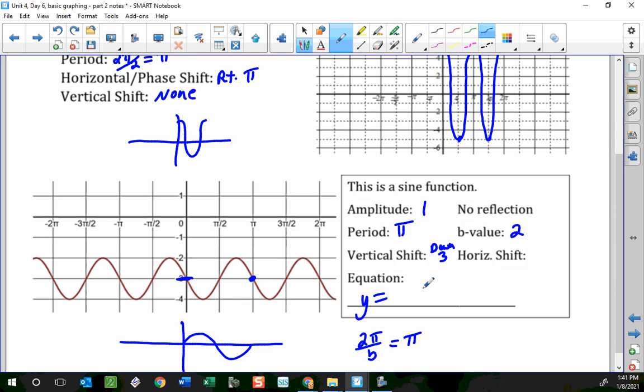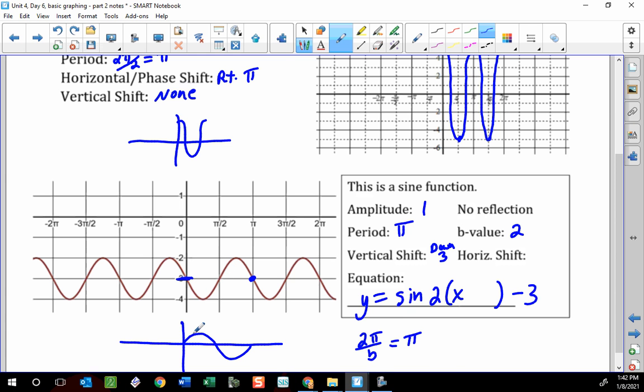All right, so let's start this up. Y equals, amplitude is 1, this is a sine function, so sine, and I'm going to put a 2 in front of my x. There's been a phase shift, but I have to think about that, and this has gone down 3. That 2 is there because that's my b value. So let's think about this. The graph normally would start here and rise up.